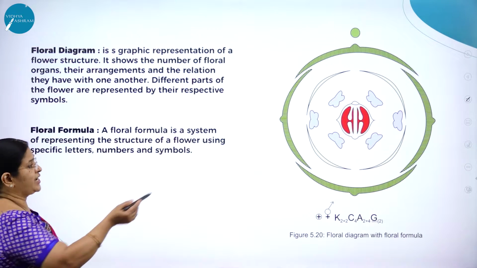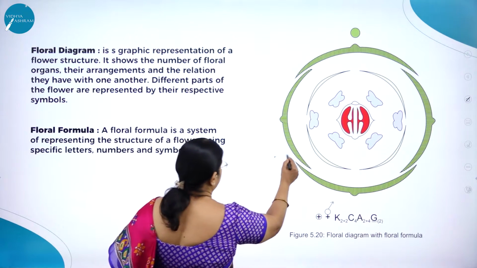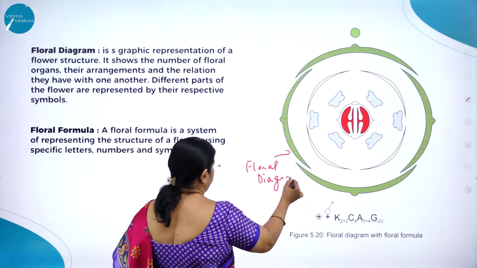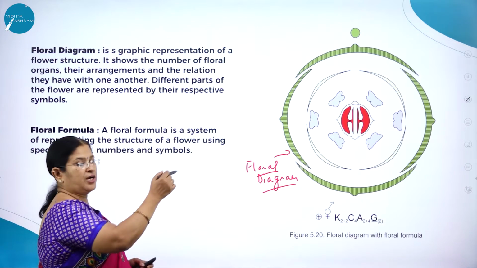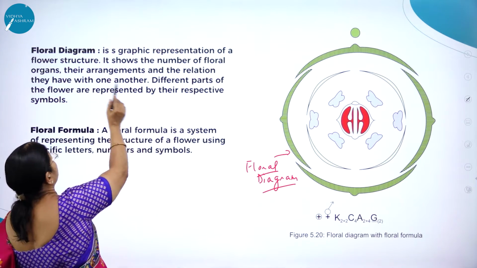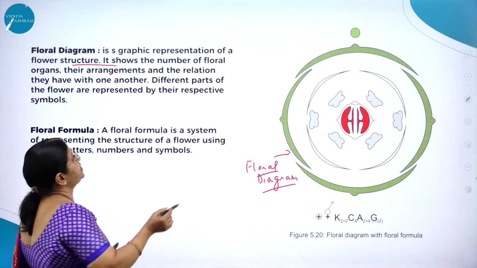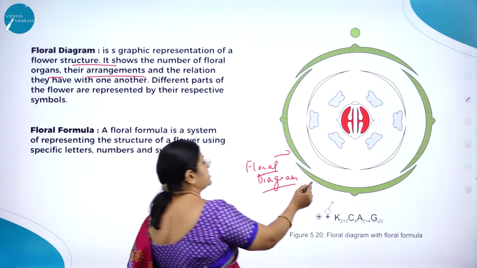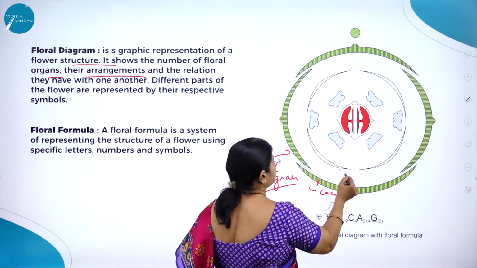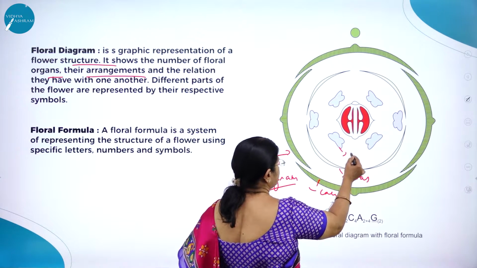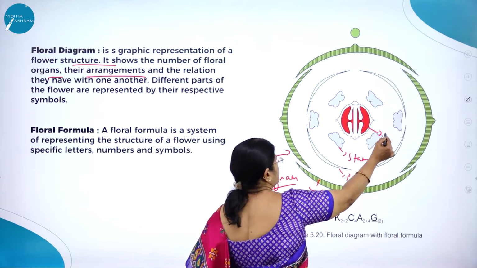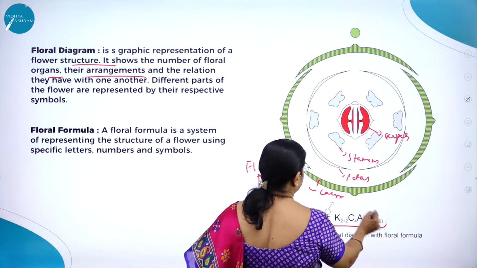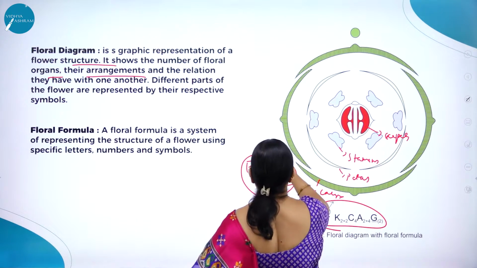So what is this floral diagram? This is called the floral diagram. What is a floral diagram? It is a graphic representation of flower structure. It shows the number of floral organs and their arrangements, as I said. This is the calyx, how it is arranged. These are petals. These are stamens. These are carpels. How are they arranged? And this floral diagram, as well as the floral formula, gives you this.